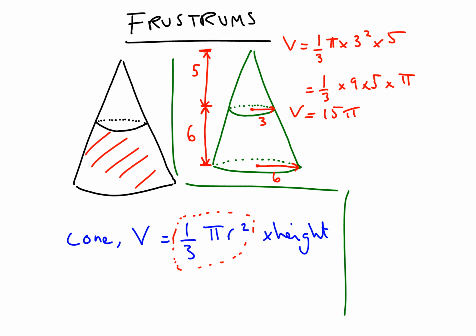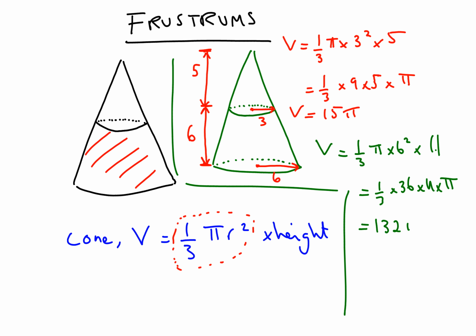Now let's do the whole cone. So again, 1/3 pi, radius of 6, so it's 6 squared, times the height, and now you want the height of the whole thing. This is a common error, so that's going to be times 11. So we've got 1/3 times 36 times 11 times pi. So let's work all that out. 36 over 3 gives me 12. 11 twelves gives me 132. So that's 132 pi.